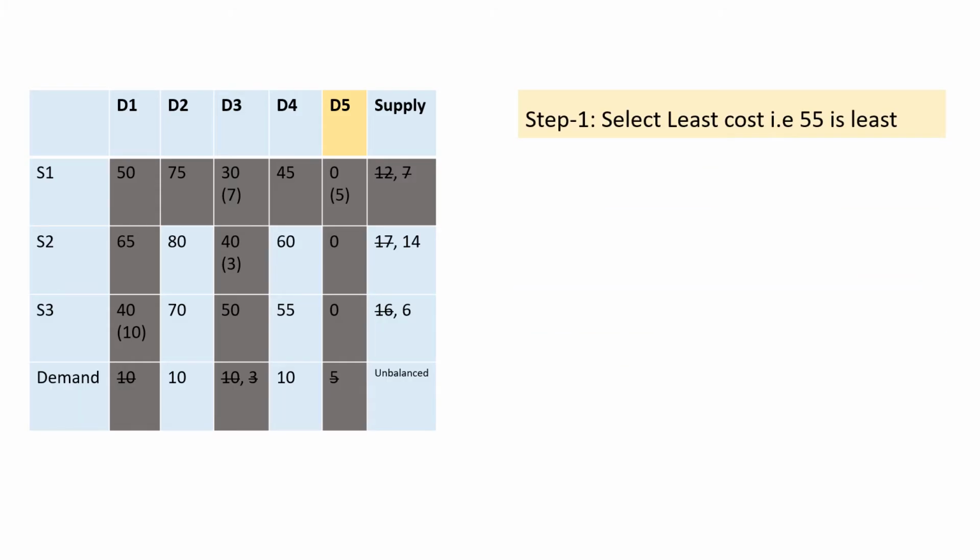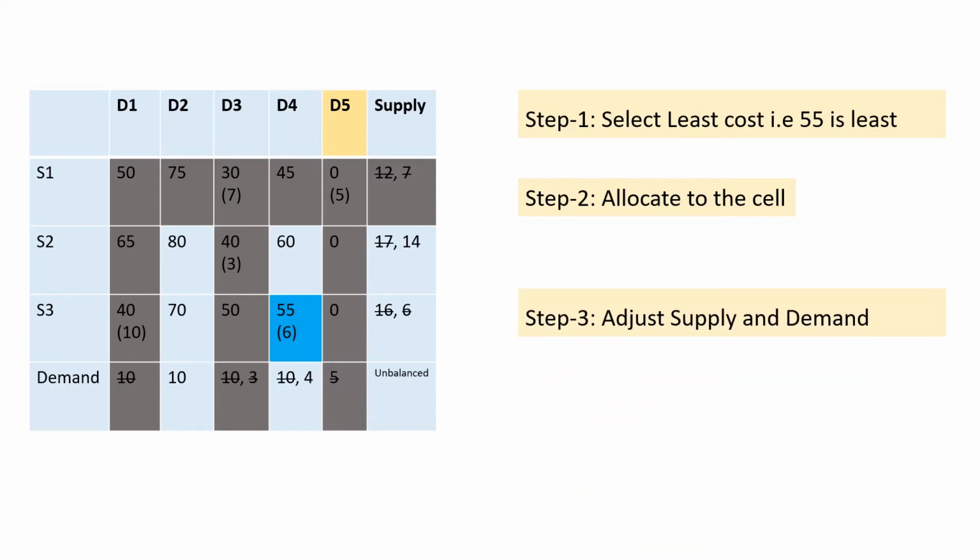So select the least cost, that is from the remaining unshaded cells. So 55 is the minimum, so we have to allocate for 55. We have to allocate 6. We have to allocate 6 for 55 cell, and we have to cancel out 6. We have to adjust supply and demand. We have to cancel out 6, and we have to subtract from 10, and 4 remains here, and we have to cancel S3 row because the supply is already finished.